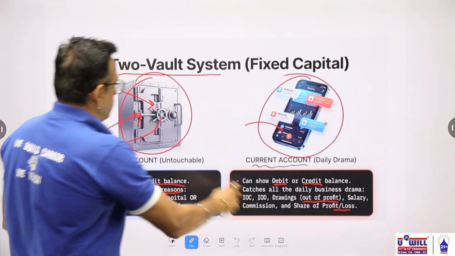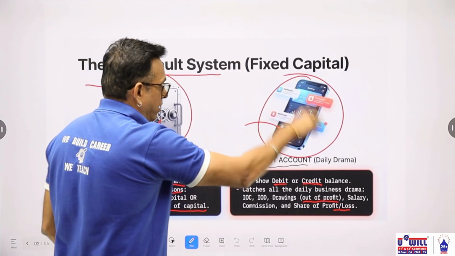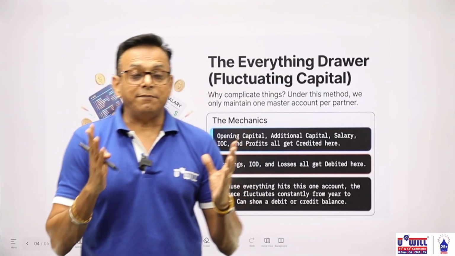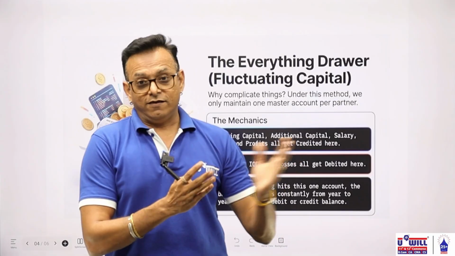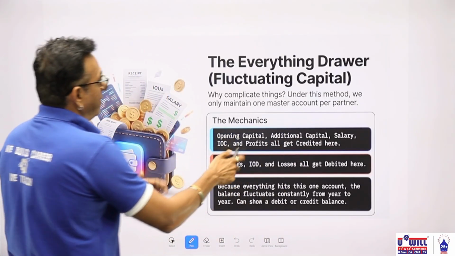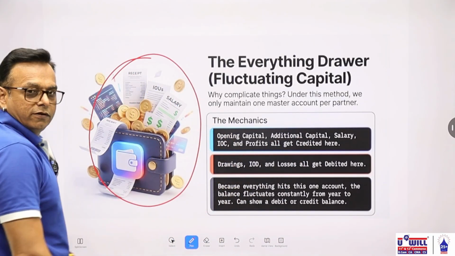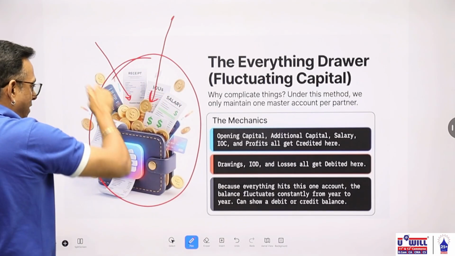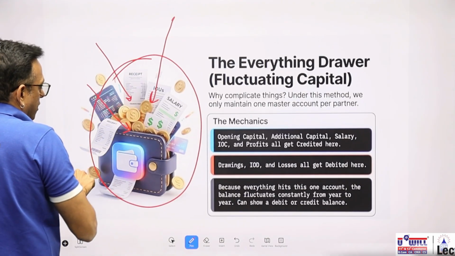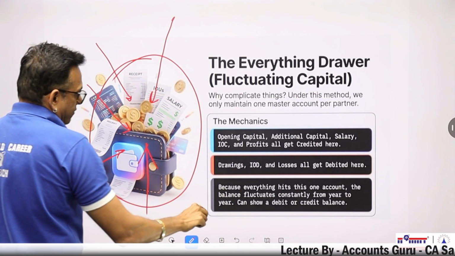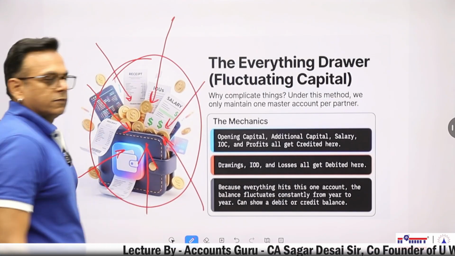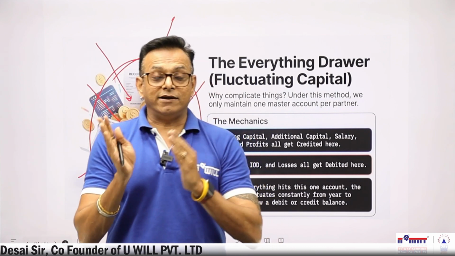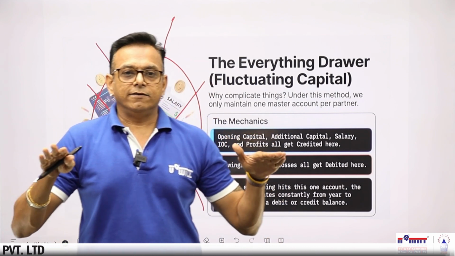So we come back. You can see this is capital account and current account, everything coming over here. Now we go to fluctuating capital. In the fluctuating capital method, there are no two separate accounts. Everything comes over here: amount introduced by the partners, withdrawn by the partners, interest on capital, drawings, interest on drawings, everything coming over here. So what happens? The original amount invested by the partner loses its identity.